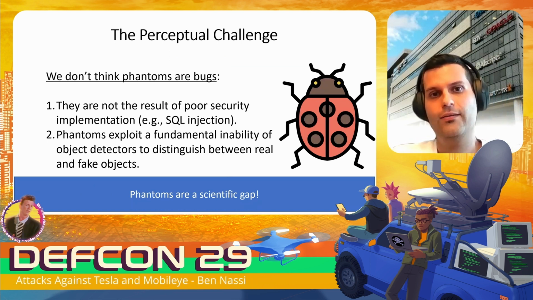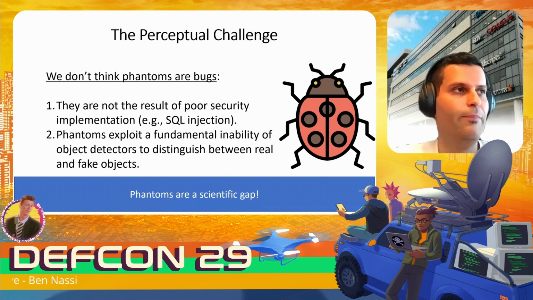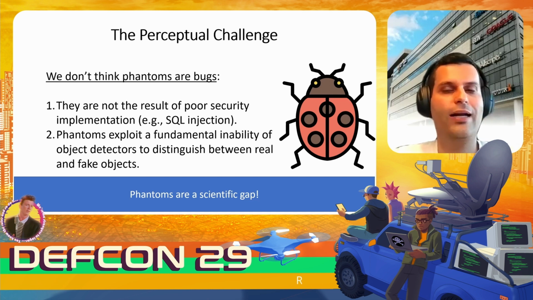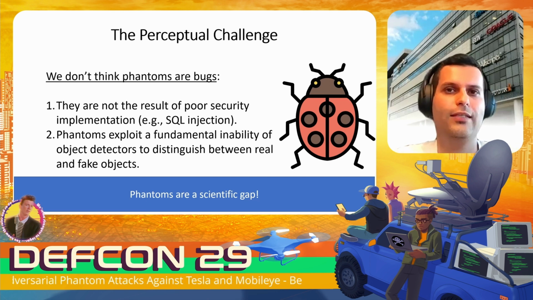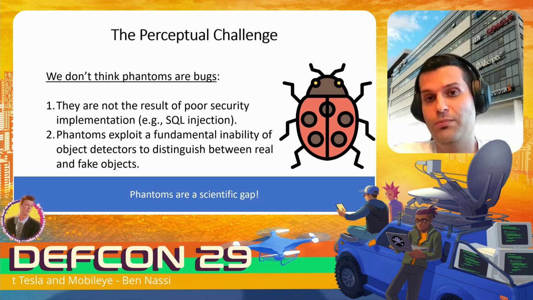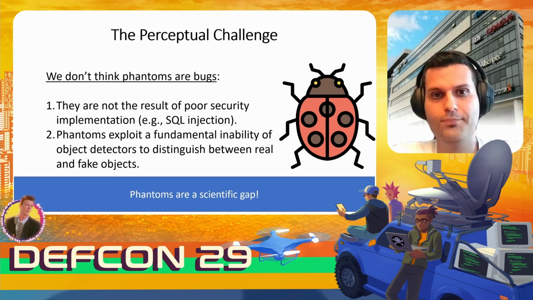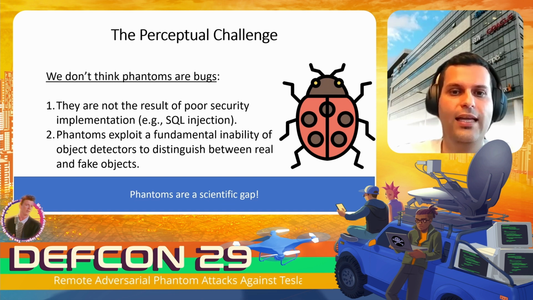I do not consider phantoms as bugs. They are not the result of poor security implementation that can be patched by writing more secure code. For example, an SQL injection is something that can be prevented or mitigated by programming the code with security in mind. This is not the case for phantoms. Phantoms exploit a fundamental inability of object detectors to distinguish between a real and a fake object, and as a result, we consider phantoms a scientific gap.